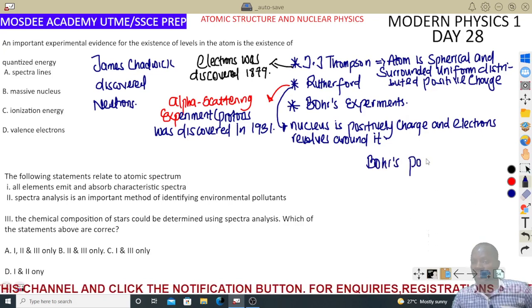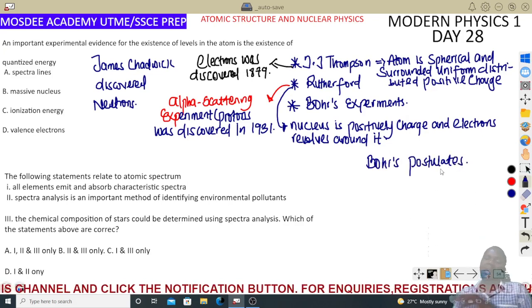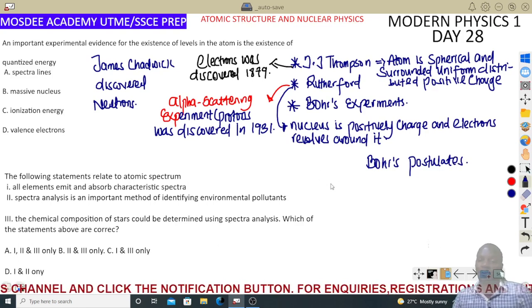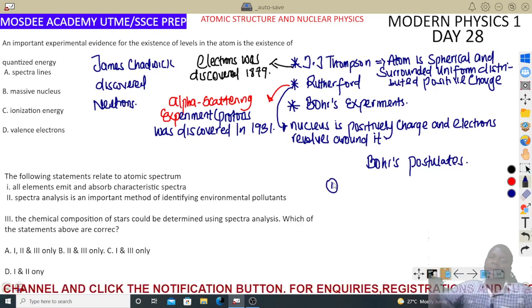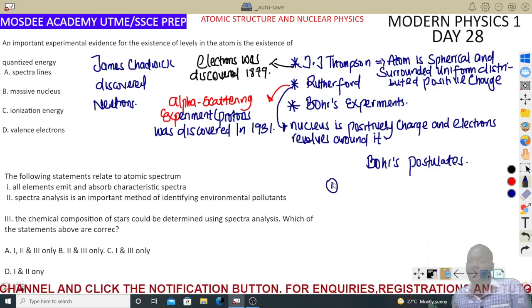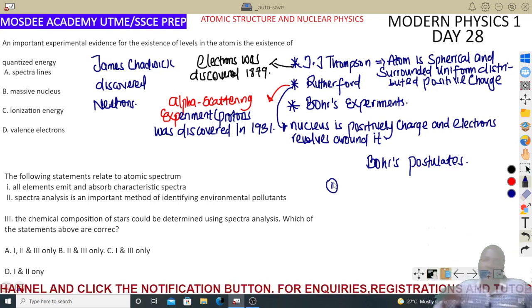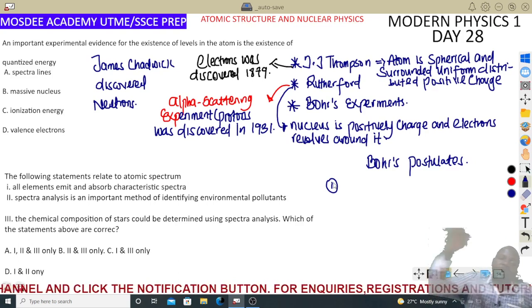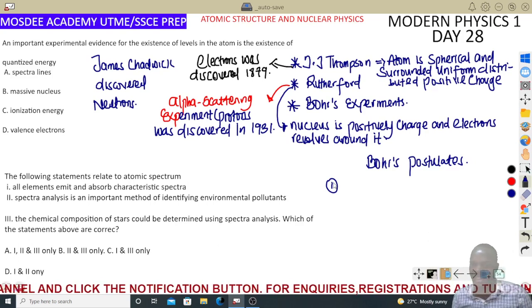Bohr's postulate, the way it is being called, the postulate of Niels Bohr, N-E-I-L, that is his full name. So the first one was talking about electrons revolving around the nucleus in an elliptical orbit, the way it is being said. Now he was able to tell us the position of the electron and the charge. The electron is negatively charged. I hope students actually know this.